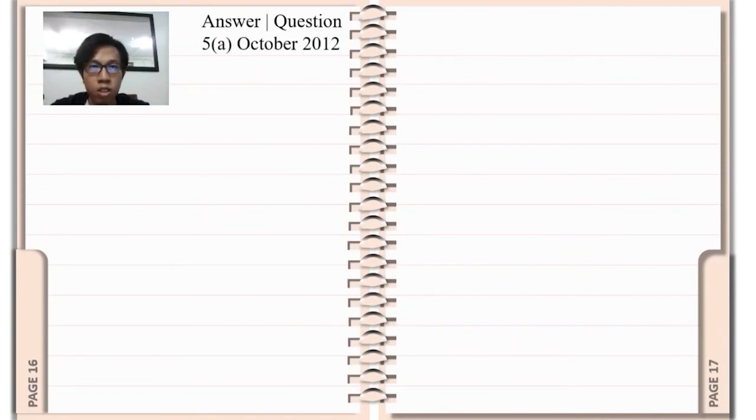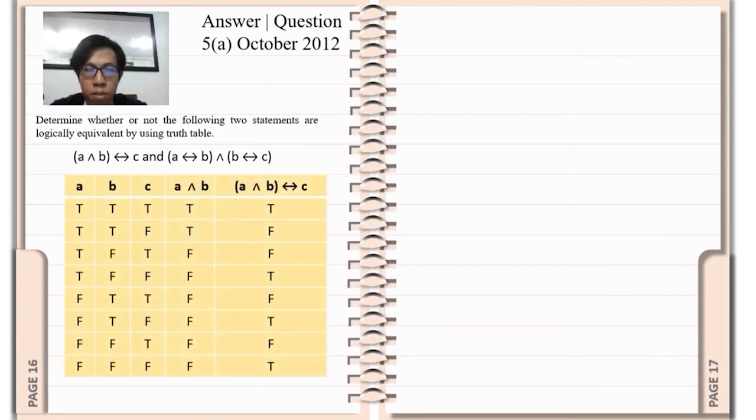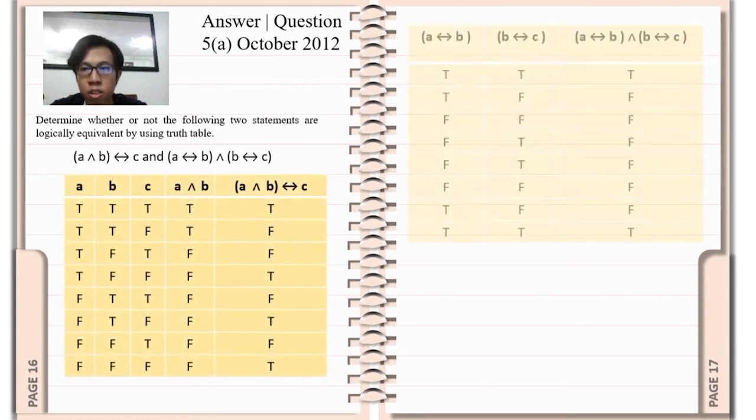Isaac will answer question 5A from October 2012. Determine whether or not the following two statements are logically equivalent by using a truth table. We can see the first statement is (A ∧ B) ↔ C, and the second statement is (A ↔ B) ∧ (B ↔ C). Firstly, we must separate these two statements into two tables, where the first table is for the first statement and the second table is for the second statement.